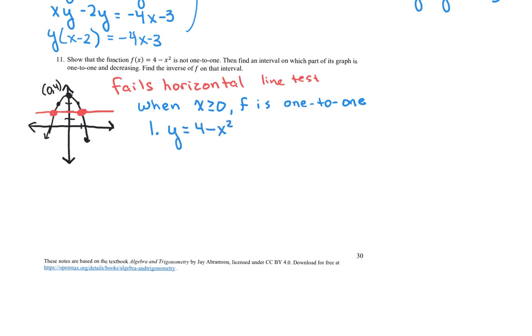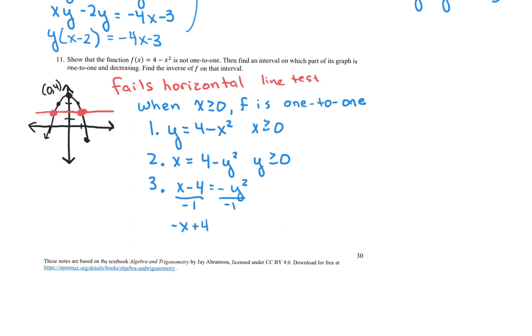So first we're going to put in y, but let's remember x has to be greater than or equal to 0. Next, we're going to exchange our x and our y, but now let's keep in mind that y has to be greater than or equal to 0. Let's go ahead and subtract 4 from both sides, and then divide both sides by -1. Now, let's keep in mind here, though, that y has to be greater than 0 through all of this. Let's take the square root of both sides.